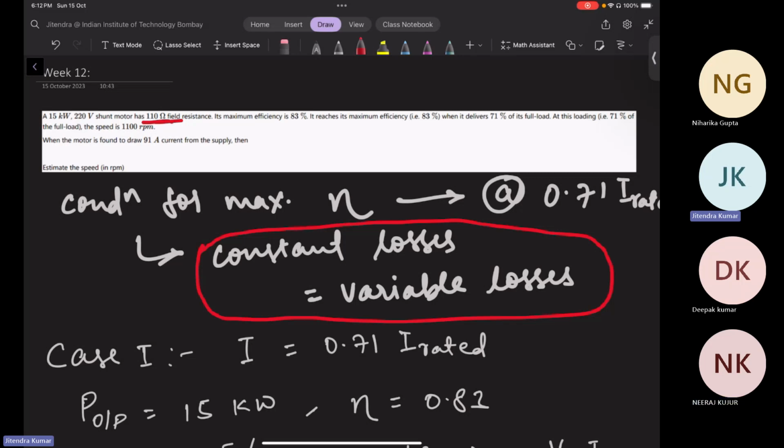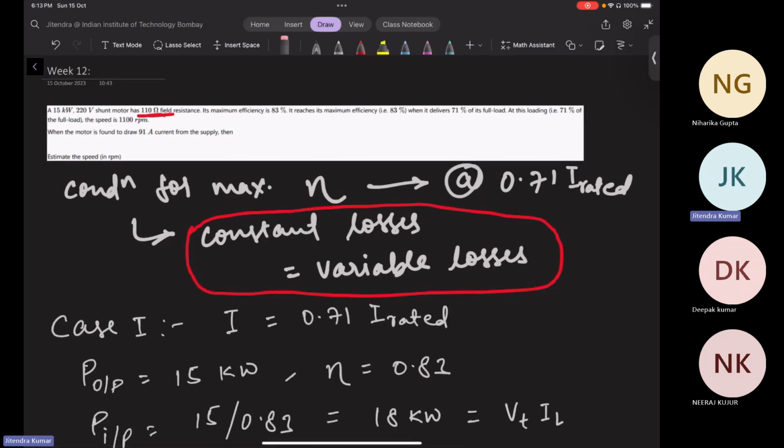Sir, efficiency is 83%, then losses will be 27%. This 27% loss can be divided equally. So now we are given the losses indirectly, and we have to divide it by two to get the variable losses. And variable losses is nothing but armature loss in this case.